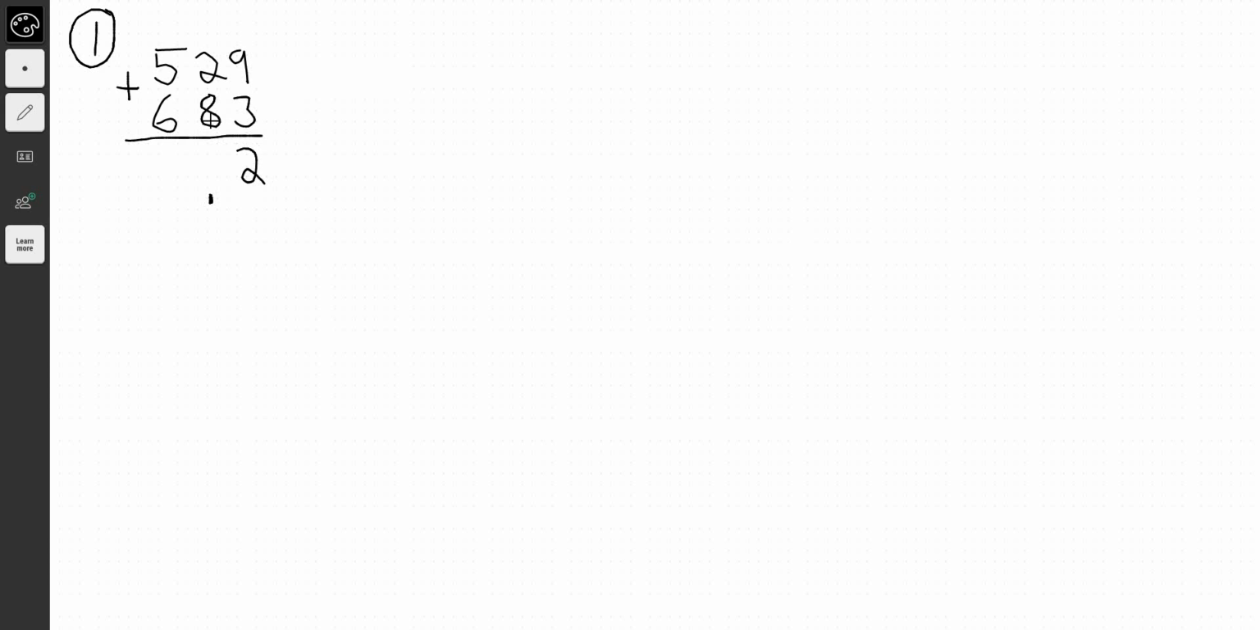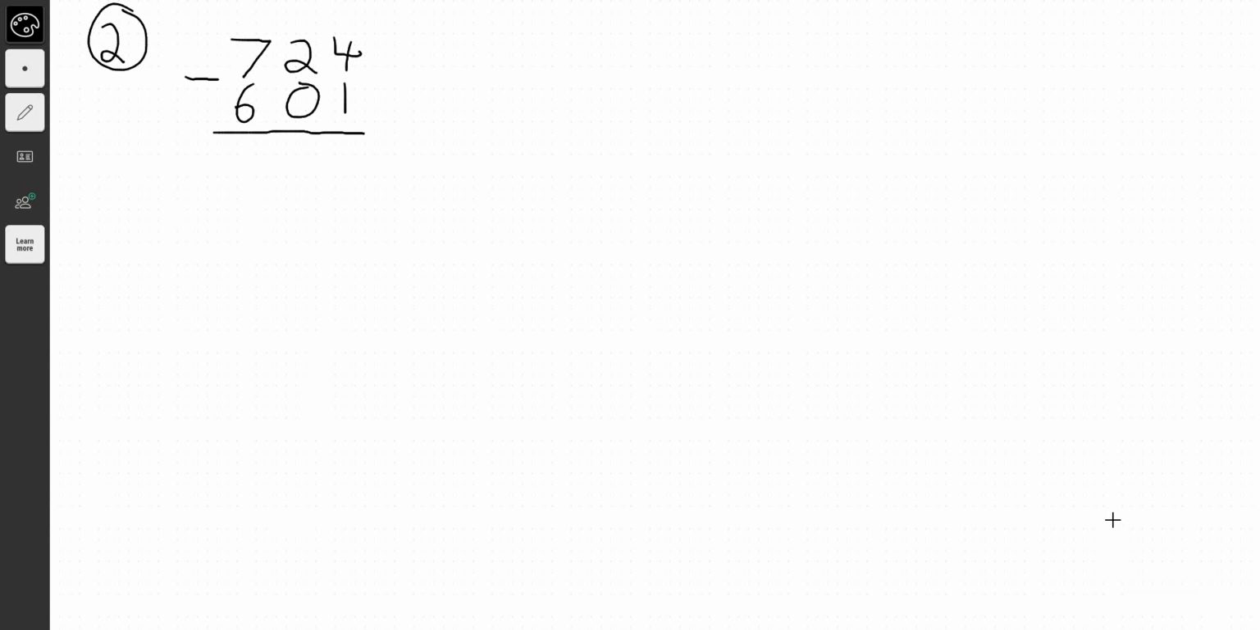And then we go to the next column, 8 add 2 is 10. Remember to add this one here to get 11. So we write the little one here and then we carry the 10. 5 add 6 is 11, add 1 gives us 12, carry the 1, and because there's nothing left in this column we just write the 1 here. So the final answer to that question is 1,212.